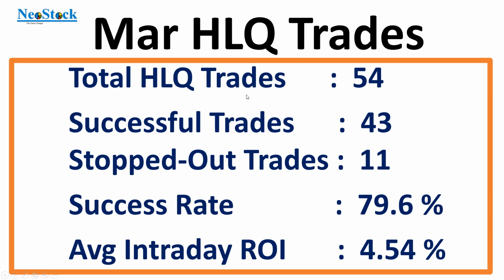In the month of March, total 54 HLQ zones got triggered. They gave you trade opportunities. Out of these 54, 43 are successful and 11 are stopped out. And we got a success rate of 79.6%. It is almost 80% success rate we got. But the average intraday ROI is only 4.54% we got.